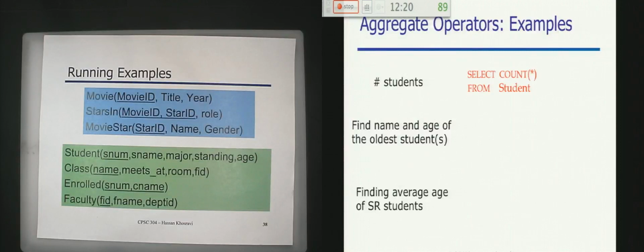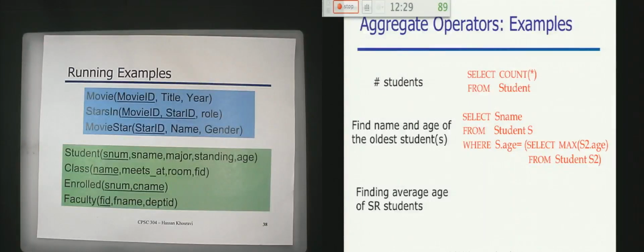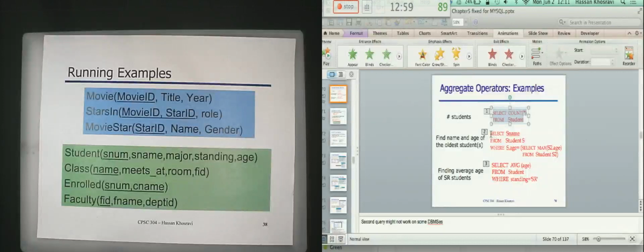The second one, let's find name and age of the oldest students. For this one, I can do select name from student S, where S.age equals max of S2.age from student S2. Now this one does not run on all DBMSs. Some DBMSs will not allow you to run aggregate values as part of your nested query. I believe MySQL should be fine though.